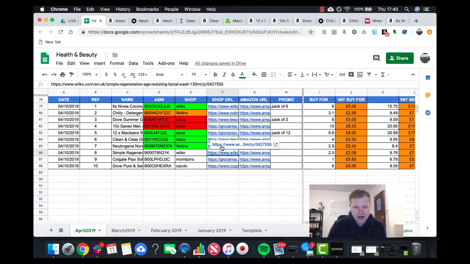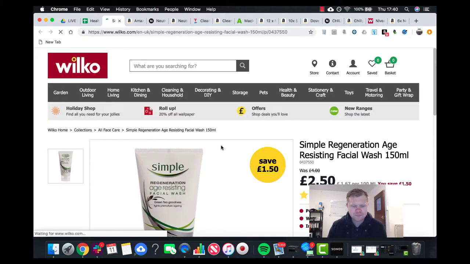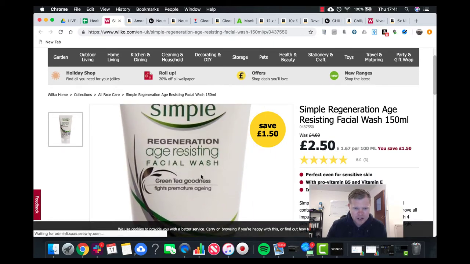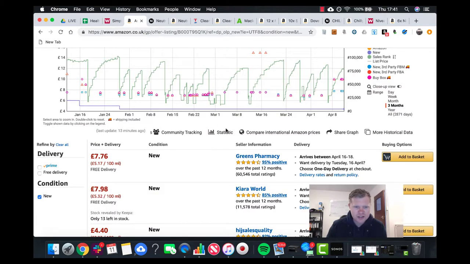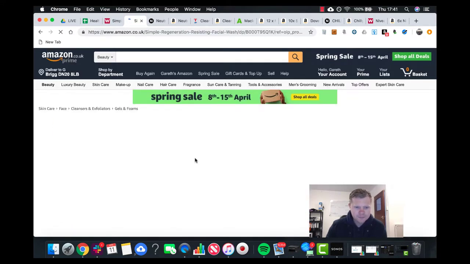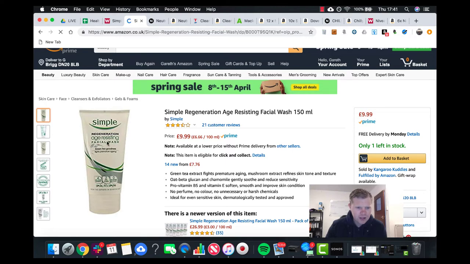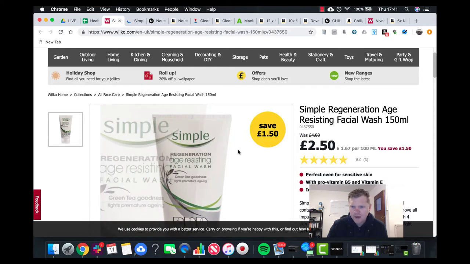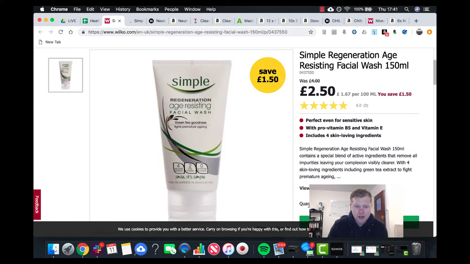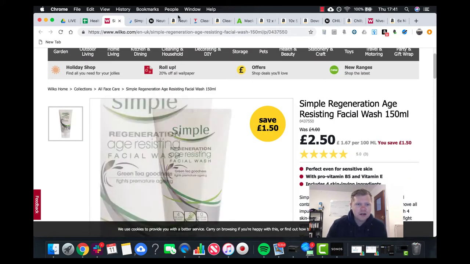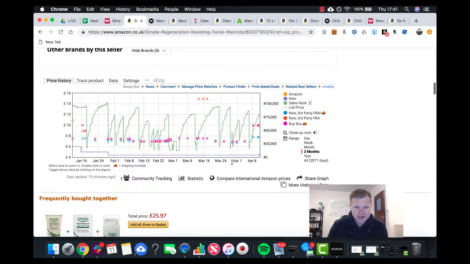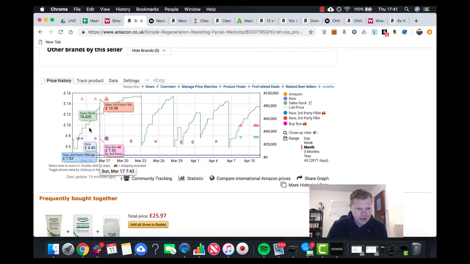Let's check the item from the sourcing website. So regeneration, age-resisting facial wash. I'm pretty sure that's what it's stated in the picture. Yeah, age-resisting facial wash. Fantastic. 150 ml. That's great. So it matches, which is fantastic. Let's see how it's selling. Let's go down to that month, guys.